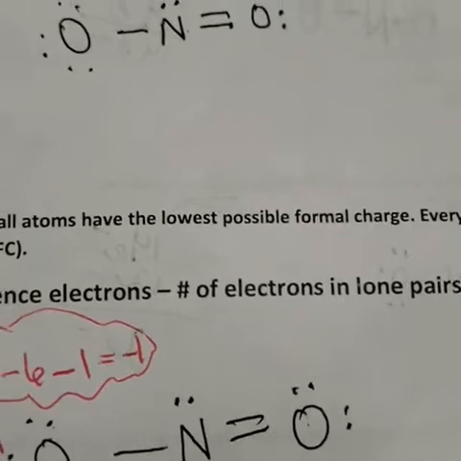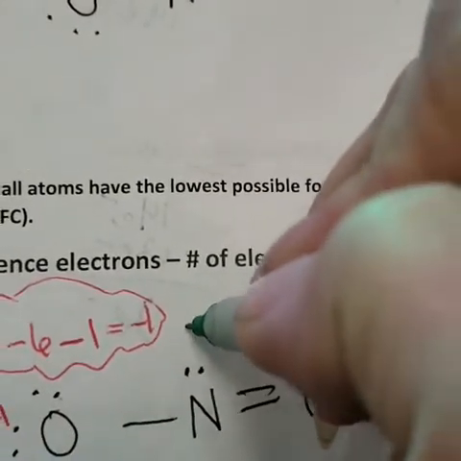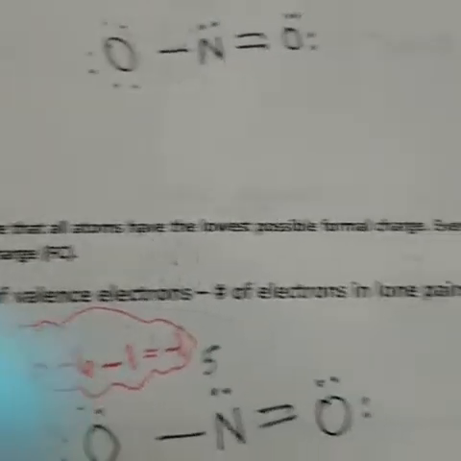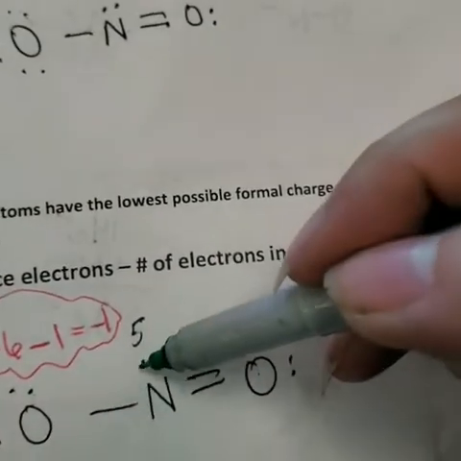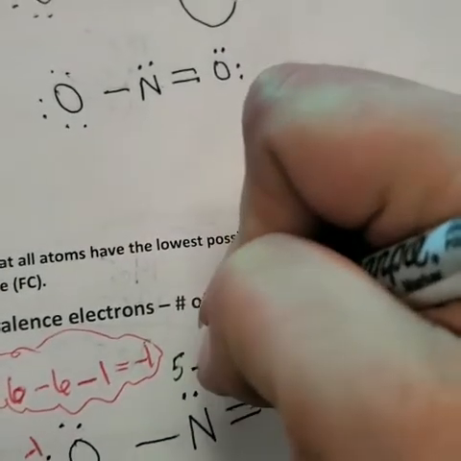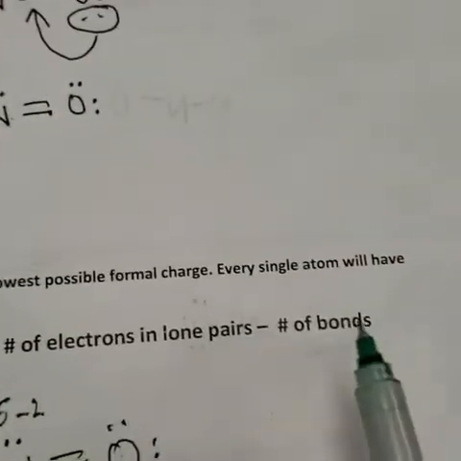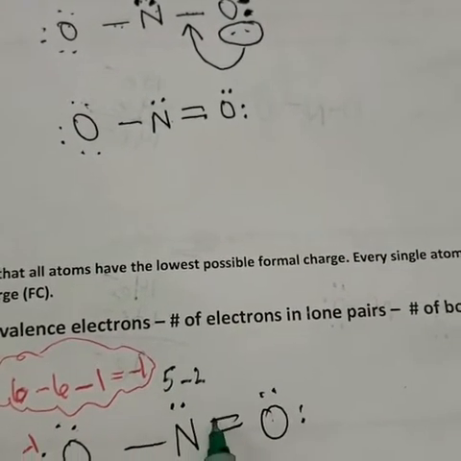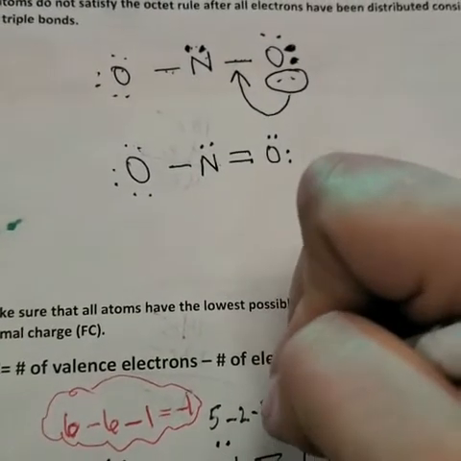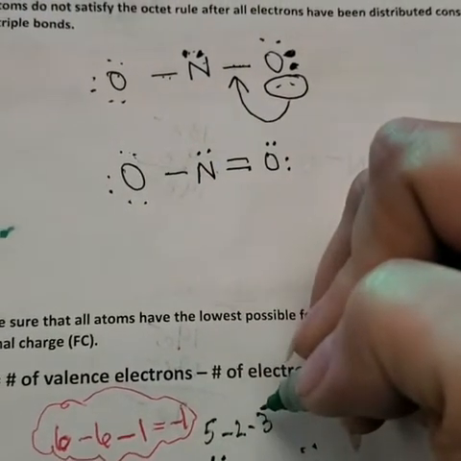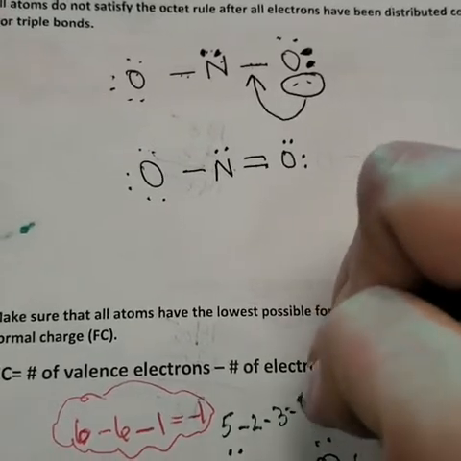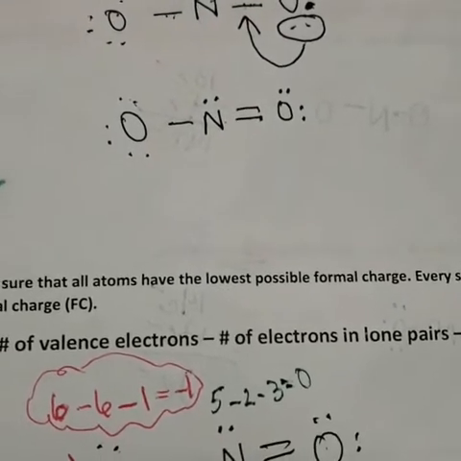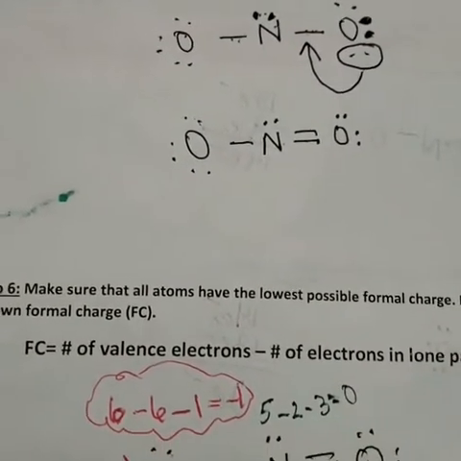Let's do nitrogen next. Nitrogen is in group 5, so it has a valence of 5. Next, I need to count the number of electrons in lone pairs. There are 1, 2 electrons in lone pairs, so minus 2. And then I need to subtract the number of bonds. Each line counts as a bond. So 1, 2, 3 bonds. 5 minus 2 is 3, minus 3 equals 0. So nitrogen has a formal charge of 0. If it's a 0 formal charge, I don't have to put a 0. I know that there's no formal charge.